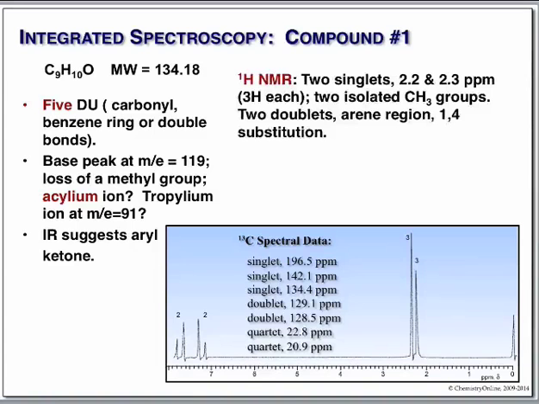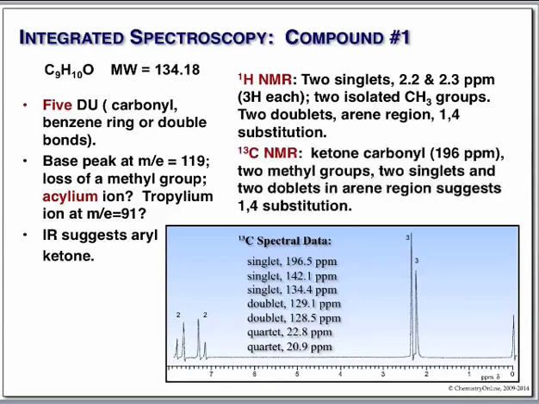In our C13 data, we have a singlet here at 196. That's going to be a ketone carbonyl, isn't it? We have 2 singlets and 2 doublets. That's 1,4 disubstitution. And we have 2 methyl groups, which we saw here. So far it looks like we have an aryl ketone, para substitution, and we have 2 simple methyl groups.